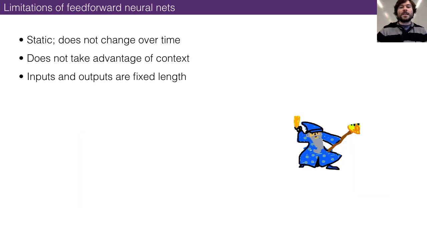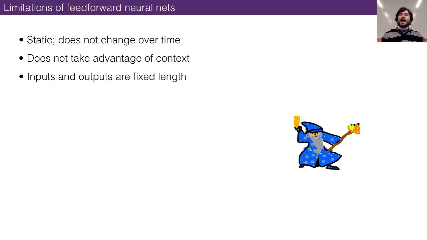Now, these things have some disadvantages. So what are some of the shortcomings of feedforward neural networks? One is that they can't change. They're very static. And we know that in real life, most intelligent agents need to have some way of adapting to their current circumstances. And a trained neural network has really no way of easily doing that.